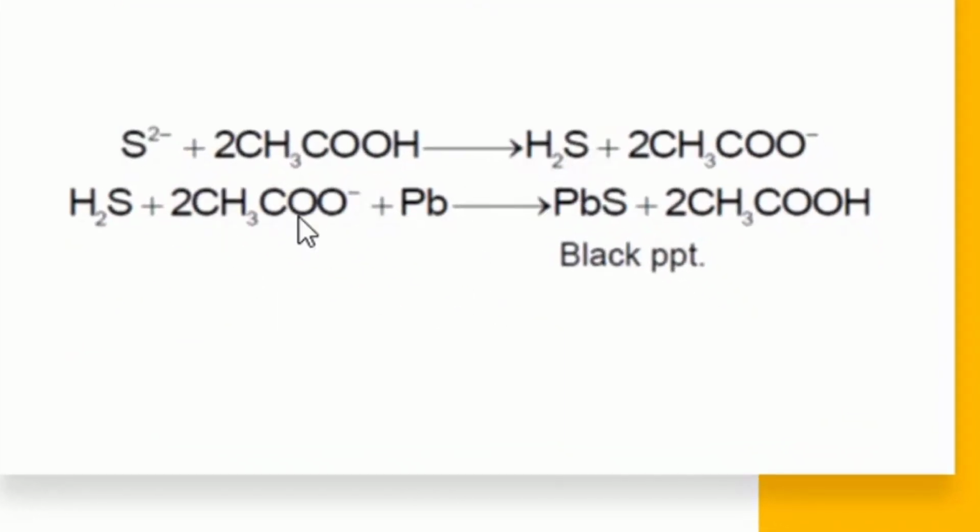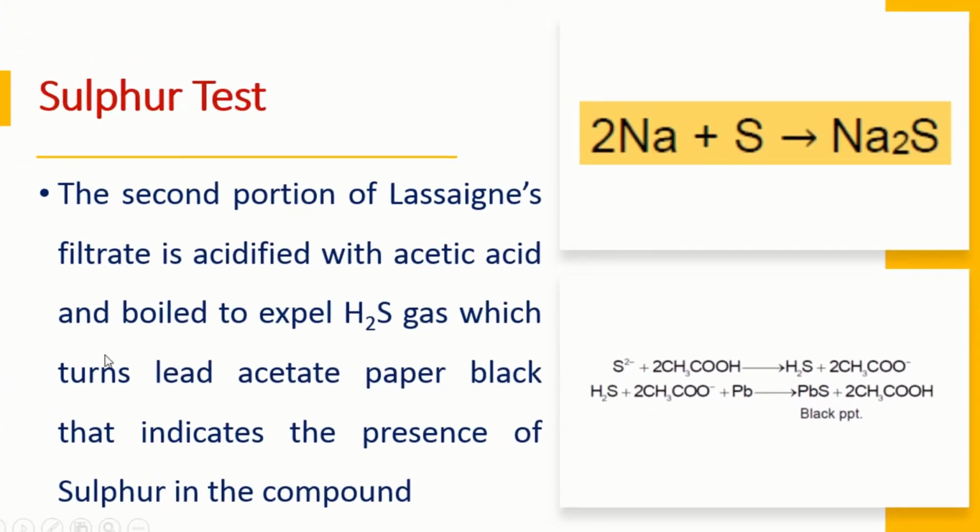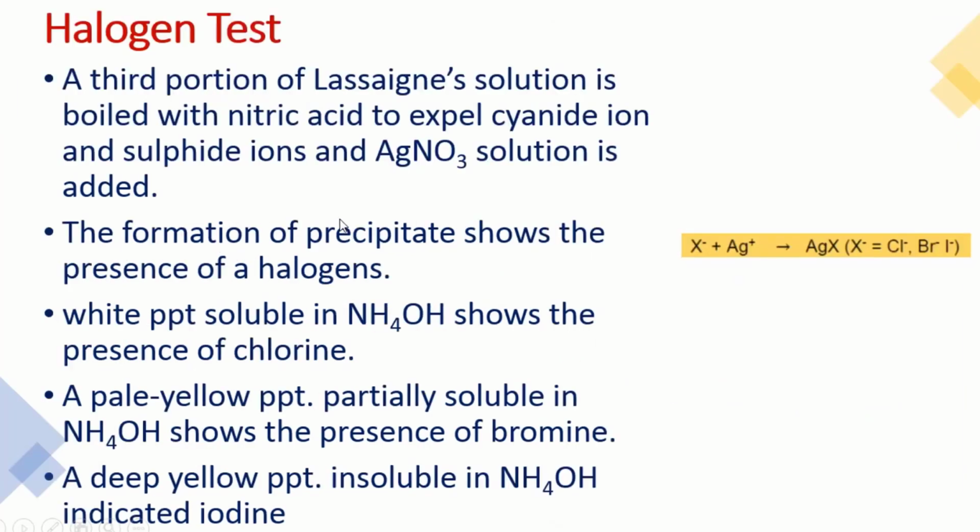And then you add the lead acetate paper into that. So this lead acetate paper will react with H2S to make the lead sulfide black precipitate. So we can say that if it turns lead acetate paper black, that indicates the presence of sulfur in the compound. So this is about the sulfur. One part we took for the nitrogen, the second part we took for the sulfur, and now the third part of this Lassaigne's solution we use for the halogen. So halogen may be chlorine, maybe bromine, maybe iodine.